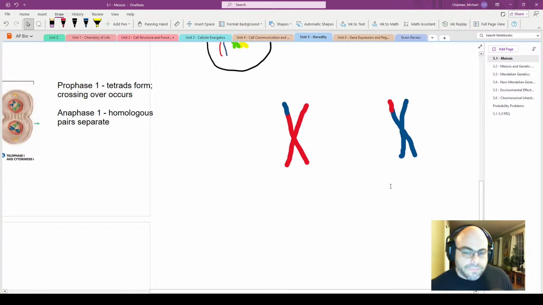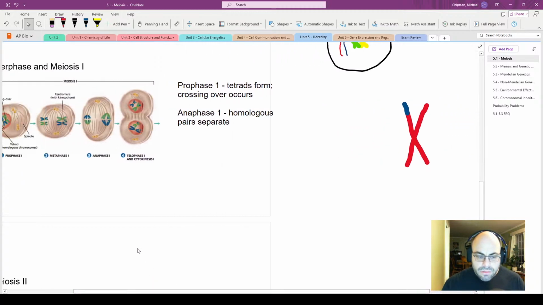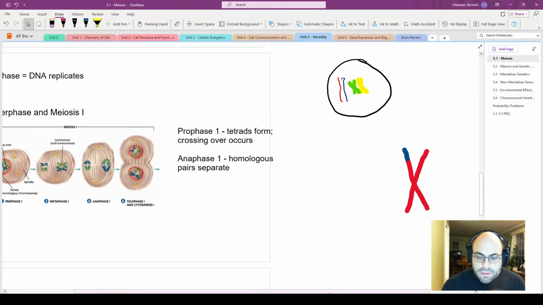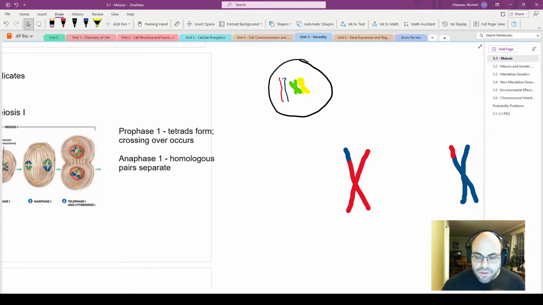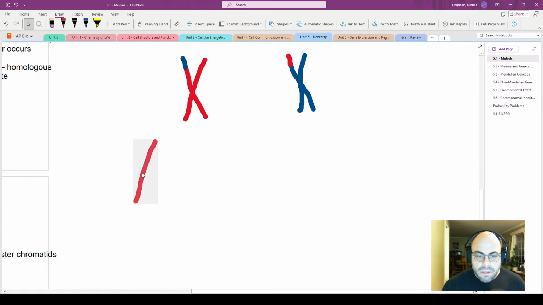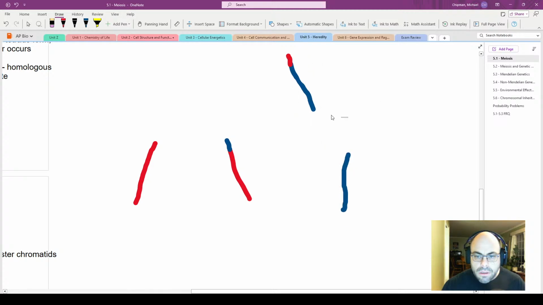Good question. All right. So in anaphase 2, what's going to happen? In anaphase 2, sister chromatids separate. So what is that going to mean? That means that these individual pieces right here are going to separate, whereas this one's going to go here, this one's going to go here, this one's going to go here, and this one's going to go over there. And then you have 4 haploid gametes. So that is meiosis.